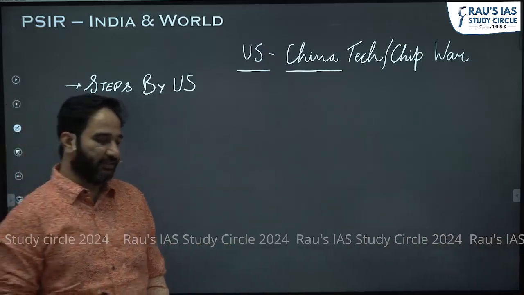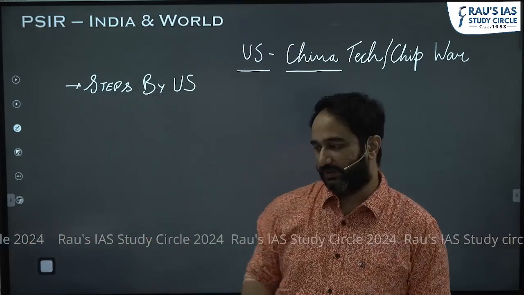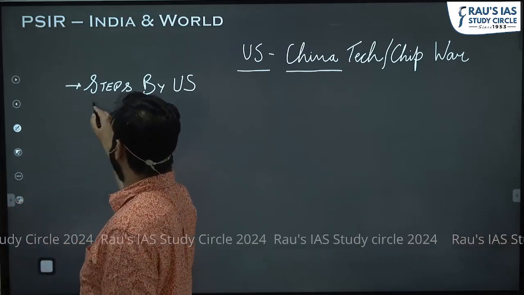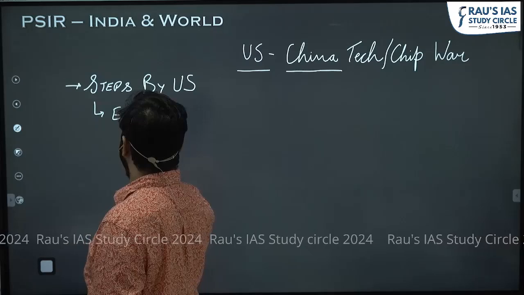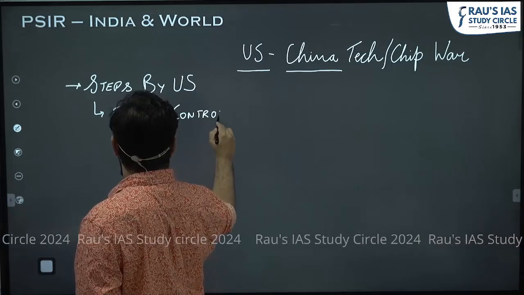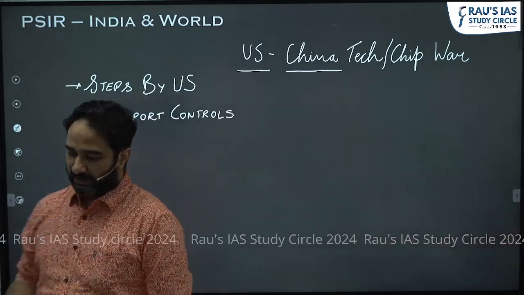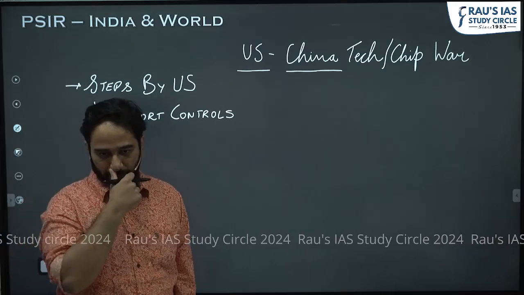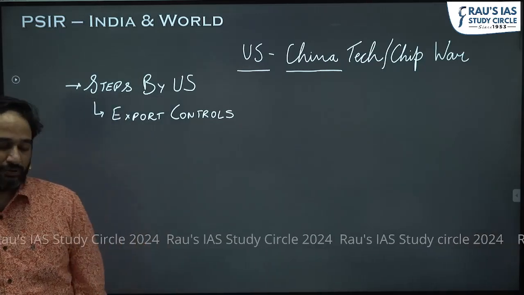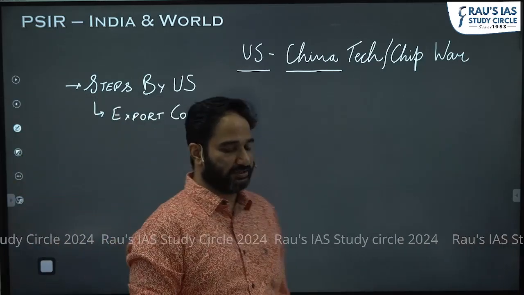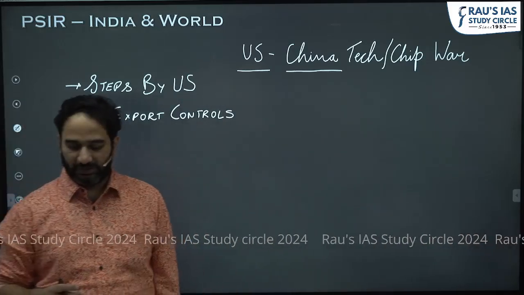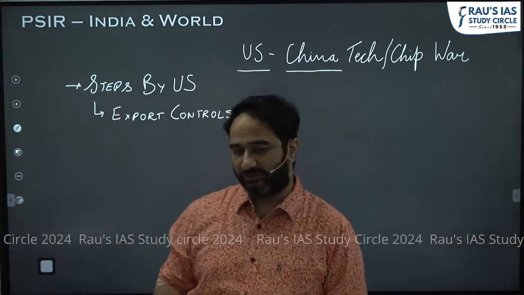The US has enacted export controls in 2022 over semiconductors.